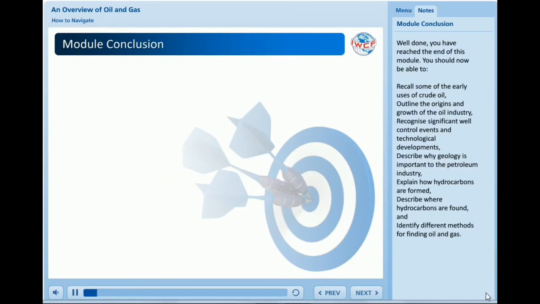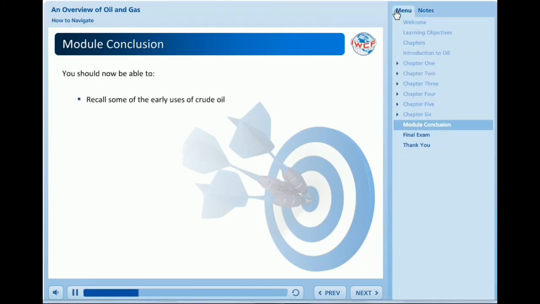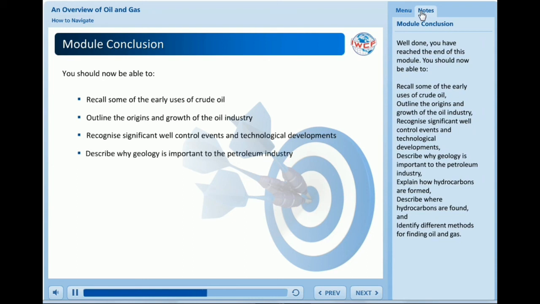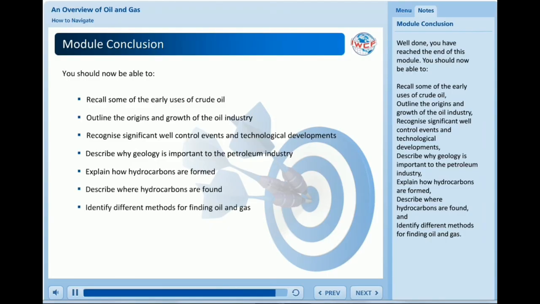Well done, you've reached the end of this module. You should now be able to recall some of the early uses of crude oil, outline the origins and growth of the oil industry, recognize significant well control events and technological developments, describe why geology is important to the petroleum industry, explain how hydrocarbons are formed, describe where hydrocarbons are found, and identify different methods for finding oil and gas.